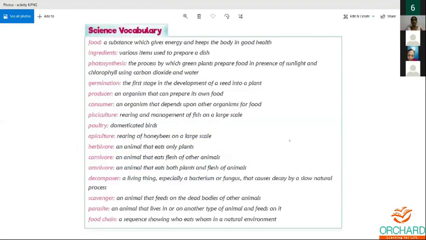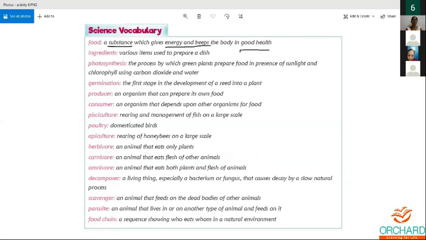And now we'll just recall whatever we have seen in the first unit. Okay, so we are going to recall whatever we have seen. So before that, we'll just talk about the science vocabularies which are very needed for grade 6 and in unit 1. So what actually is food all about? Food is a substance which gives energy and keeps the body in good health. So it is actually a substance that gives energy and keeps the body in good health.